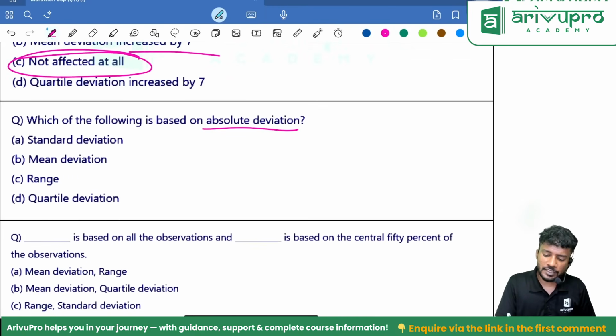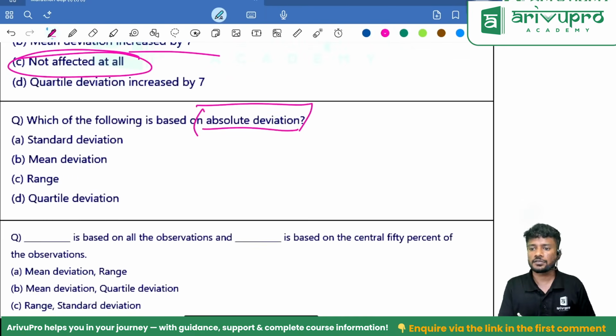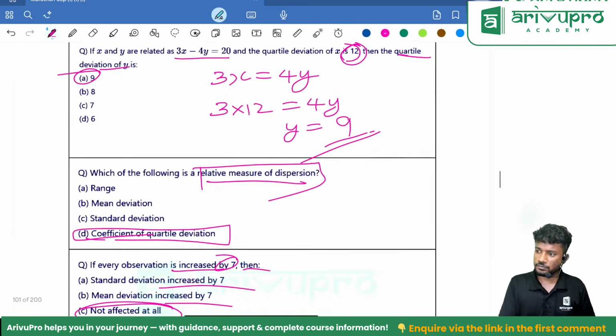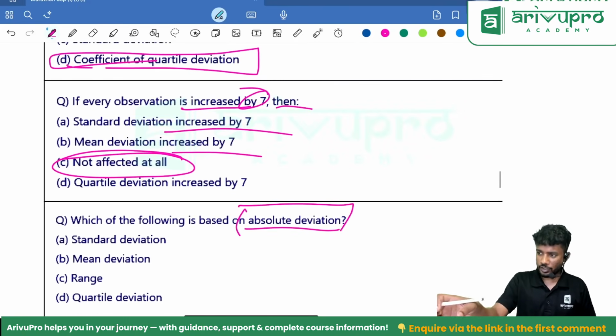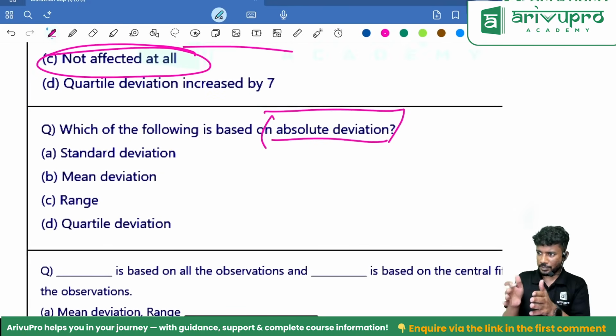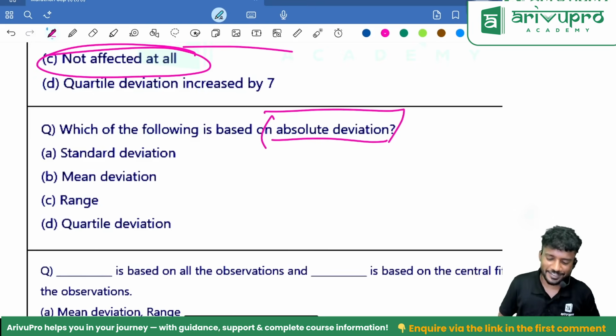Which of the following is based on absolute deviation? Mean deviation or standard deviation? Why is mean deviation based on absolute deviation? Standard deviation is not based on all the observation. Why not?